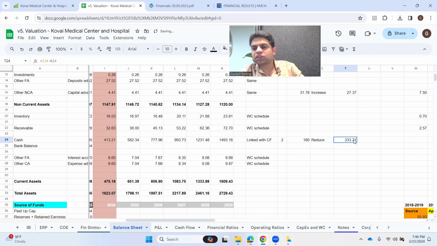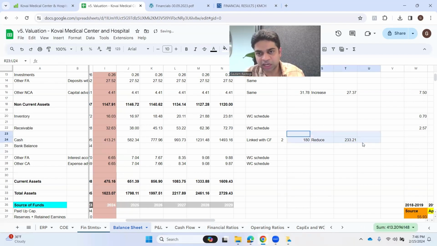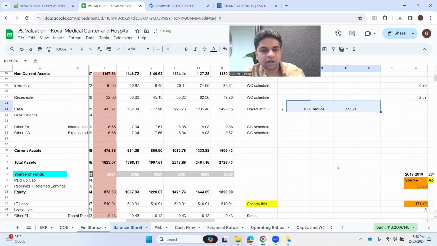So our cash is high by 233. So we'll have to reduce by this much. We should ideally be reducing it. But again, that is a 6-month number, and this is a 12-month number. But what it is telling me is that we'll have to adjust our debt. We may not have to make any explicit adjustment to cash, because cash for us gets auto calculated from the cash flow statement. So we wouldn't have to worry. We'll have to worry about debt. And that should take care of this cash.